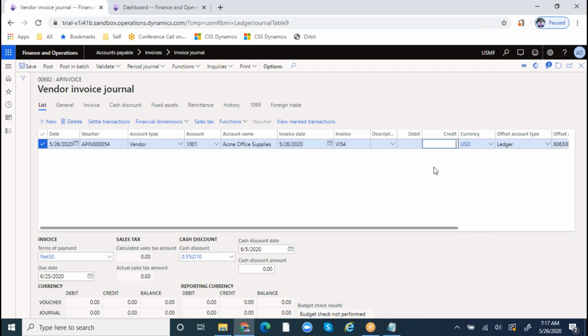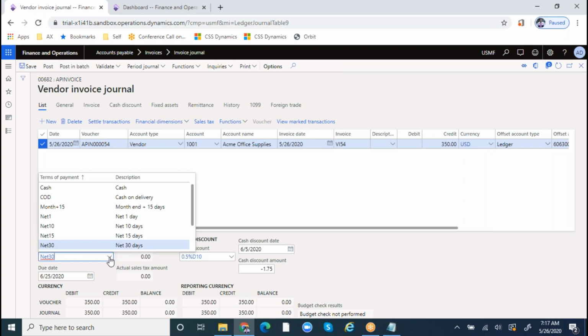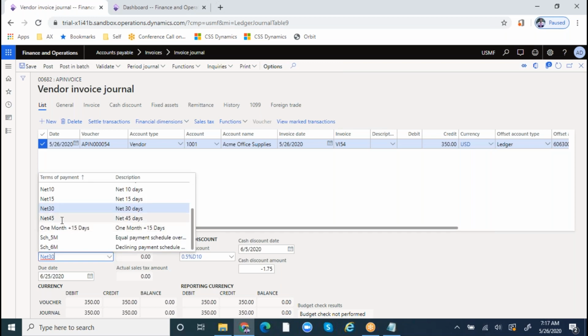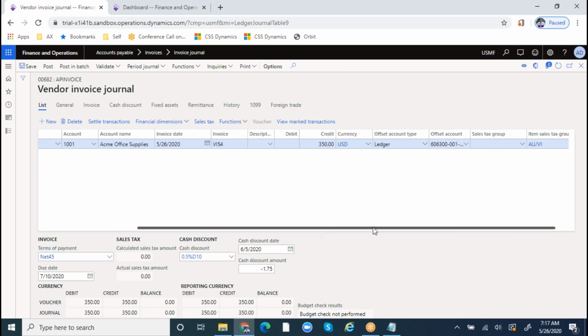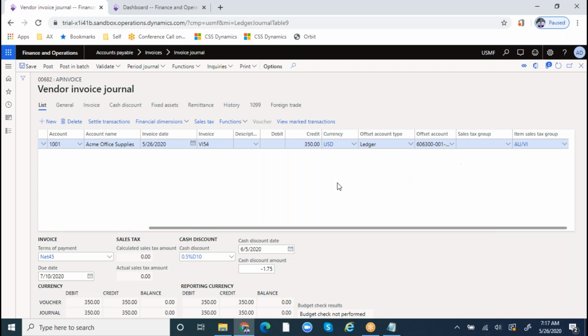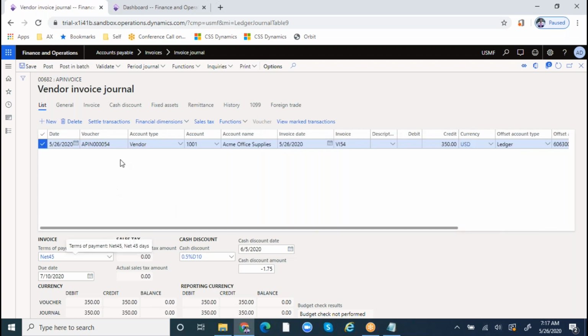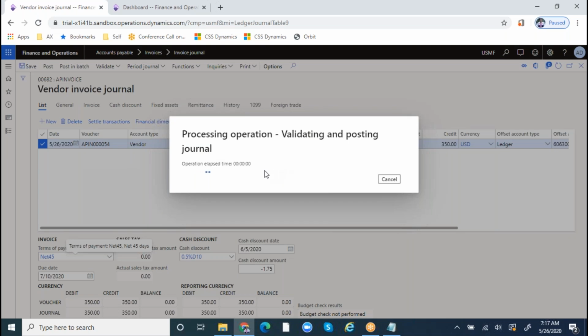At the time of the vendor invoice, the vendor will be created. Suppose I'm entering the vendor account credit. Here the terms of payment is there. Suppose I'm mapping 45 days, net 45 days. Now I'm posting. Click on post. I have mapped 45 days.